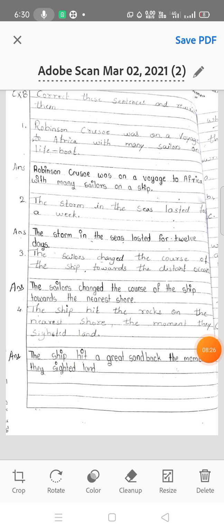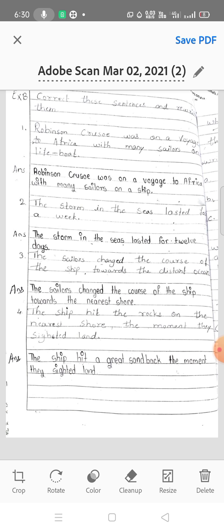Now Exercise B in your revision sheet. Correct these sentences and rewrite. ये जो सेंटेंस है वो जम्बल्ड है, उसको आपको सही से करना है. मीन्स वो मीनिंगफुल नहीं है, उसको आप मीनिंगफुल ऐसे रीअरेंज सीक्वेंसिंग में है. Robinson Crusoe was on a voyage to Africa with many sailors on the life boat. Robinson Crusoe was on a voyage to Africa, many sailors on a ship. लाइफ बोट में नहीं था, वो शिप में था.